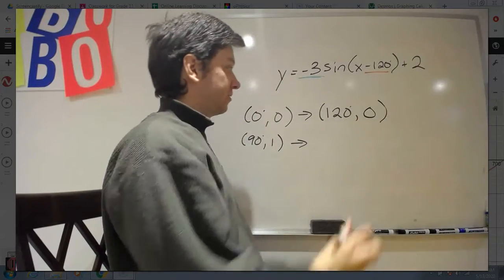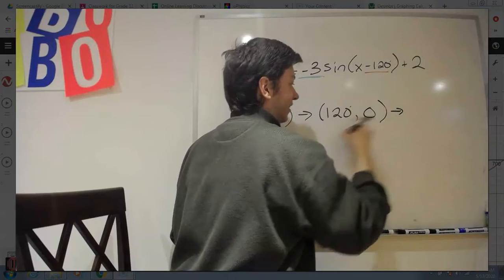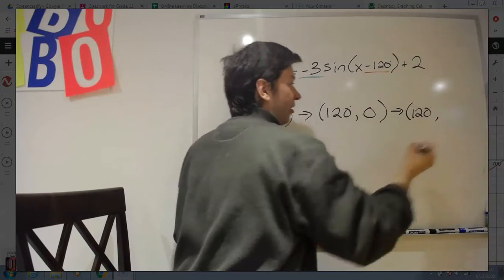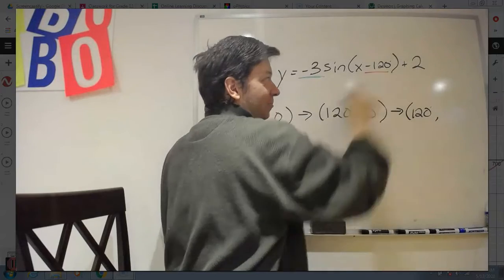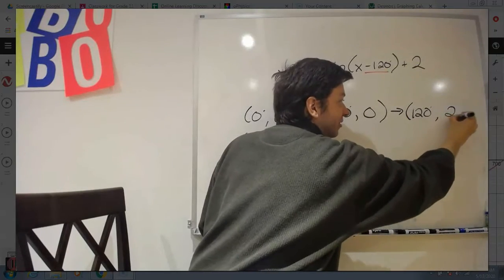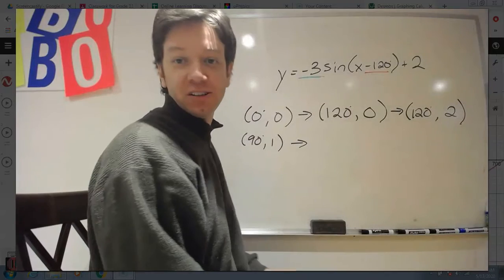Okay, but we're not done. We need to do one more transformation in y. The x, we don't need to do anything else. So that's still 120. But then we're going up 2 units, so we need to add 2. So 0 plus 2 is 2. So there's our first point.